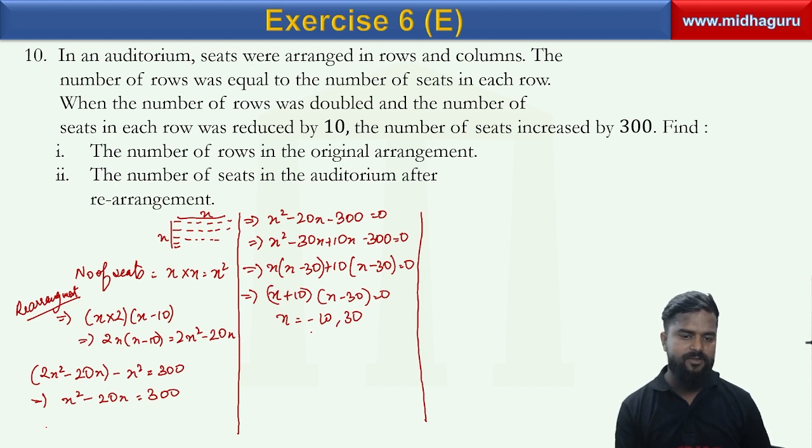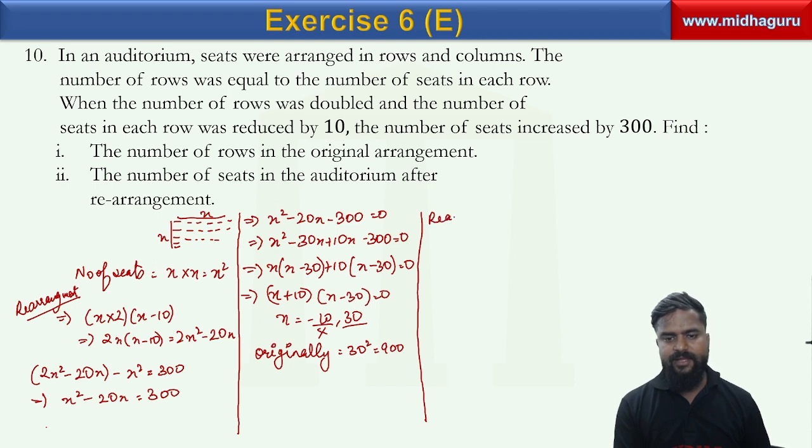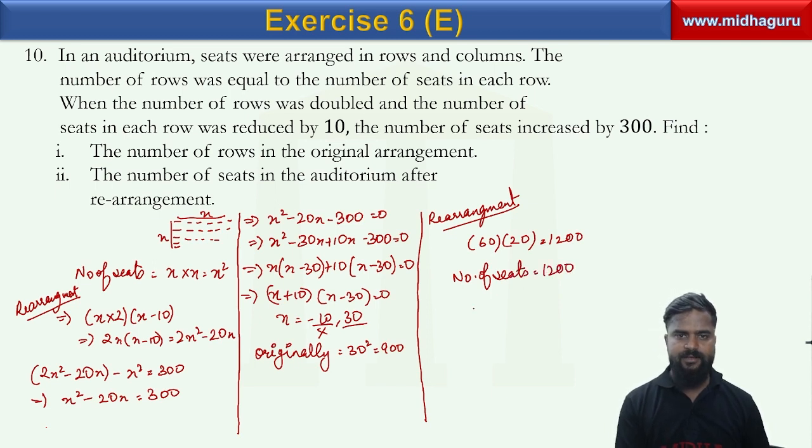Since x is the number of rows of chairs, we cannot take it to be negative. So the original number of seats would have been x squared. Since the value of x is 30, we know 30 squared is 900. Now after the rearrangement, the number of rows became 2 into x, which would become 60, and the number of seats in each row became 20, and this is equal to 1200. So originally the seats were 900 and after rearrangement they became 1200.